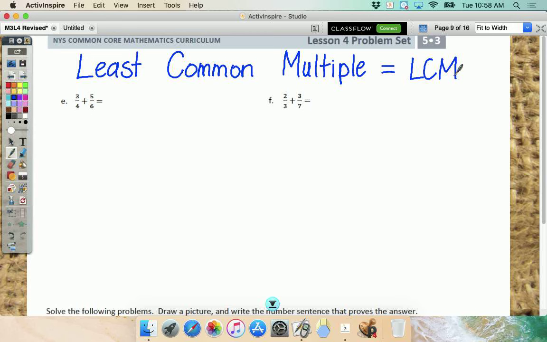And sometimes you're going to see this called least common denominator. But most of the time it's going to be called LCM, least common multiple, okay?